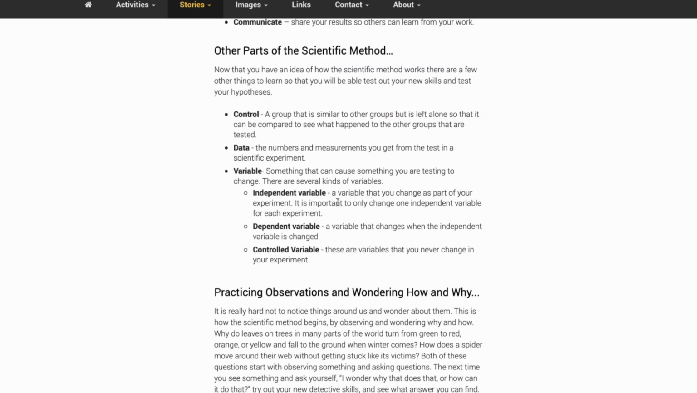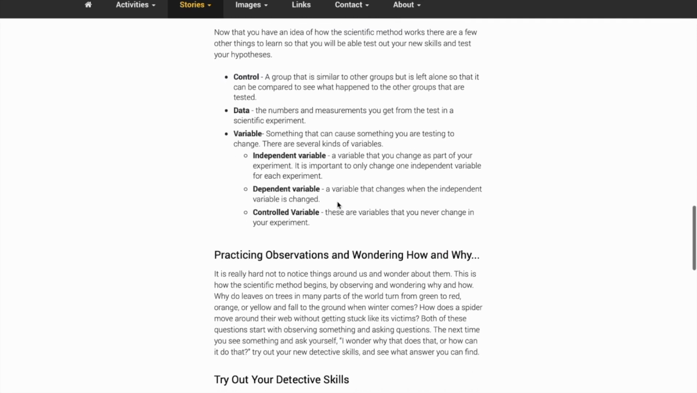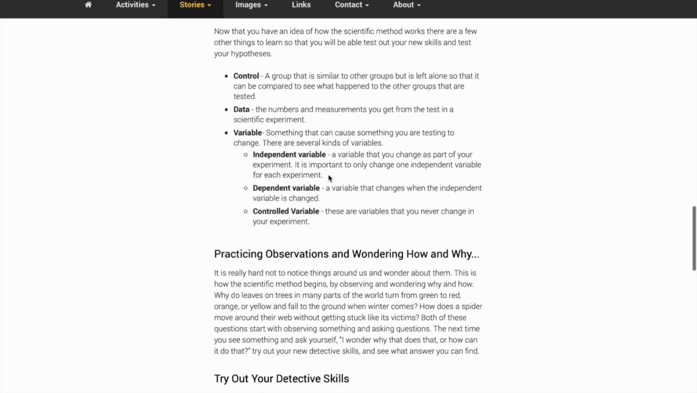So there are several different types of variables, and we'll start here with the independent variable. An independent variable is something that you can change as part of the experiment, and it's important to only change one independent variable for each experiment. The reason being, it's just like when you do your A/B testing when you're running, let's say, your ad campaigns or hosting a web page. If you make too many changes at once, you will not know what yielded the result that you were able to gain or observe when running your experiment, okay?